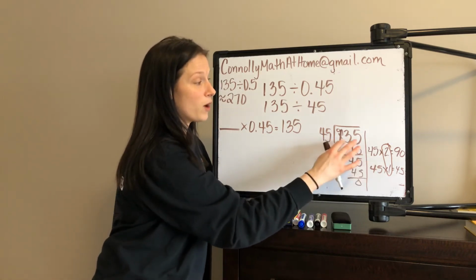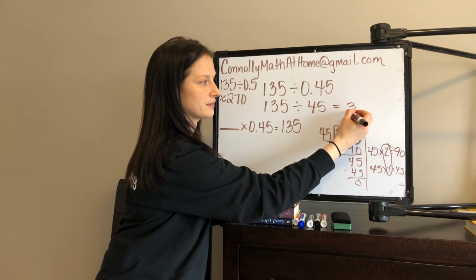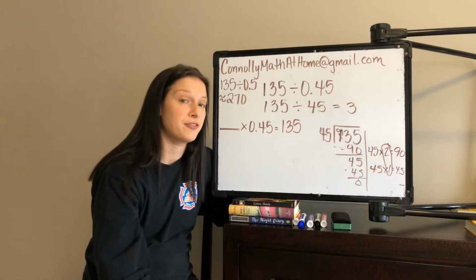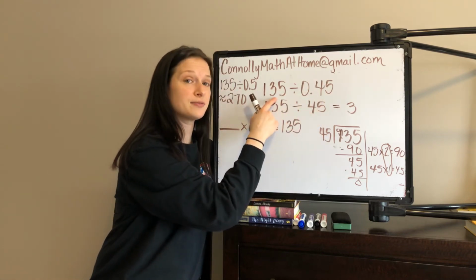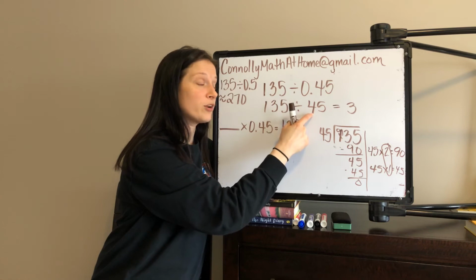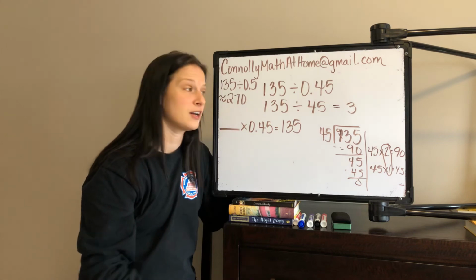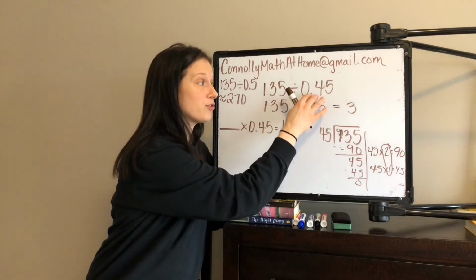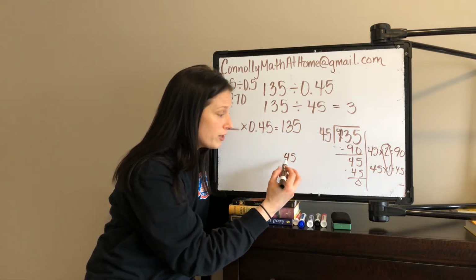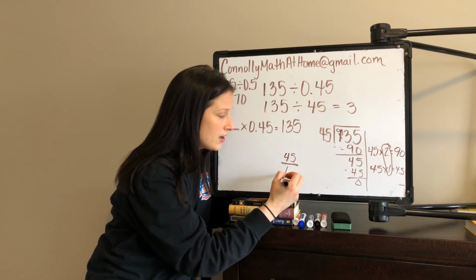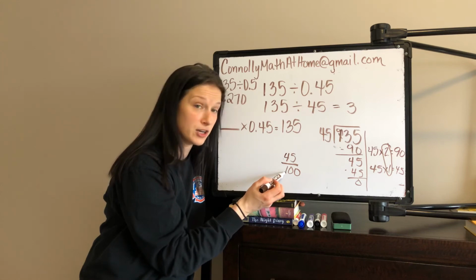So, if 135 divided by 45 is 3, I have to ask myself how many groups of 45 hundredths makes 135. Well, how many times smaller did 45 get to go from 45 to 45 hundredths? I'm just going to do a little scratch work down here. 45 hundredths represents 45 divided by 100.